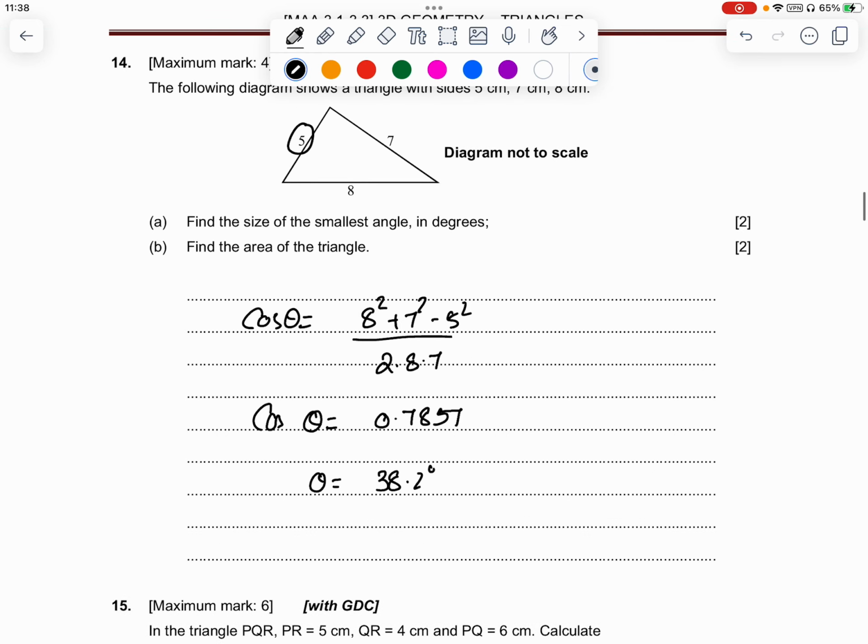Hence find the area of the triangle. Area equals 1 upon 2 times 8 times 7 times sine 38.2. Simplify that, 17.3 centimeters squared.